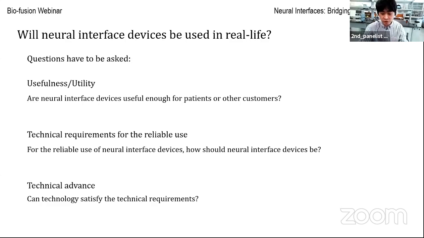Second, we have to know about the technical requirements for reliable use. For the view of feasibility, it is the most important question because we need proper functions of devices and also safety and reliability. For the third, we have to discuss whether those technical requirements can be fulfilled by current or future technology.